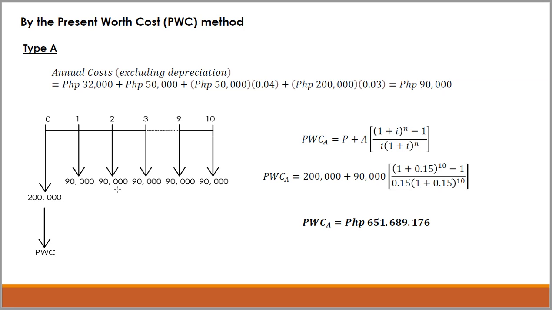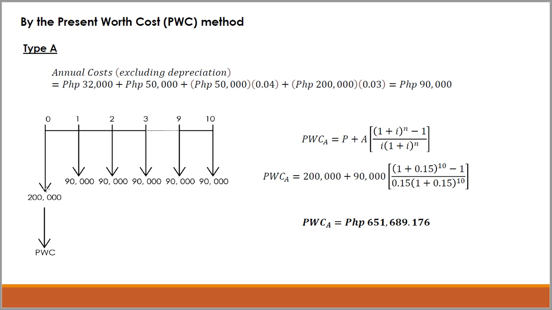So this is our cash flow diagram, our initial cost and then our annual cost. We're going to solve for the present worth of all these costs. So with that, this is our formula. So we have P, of course.